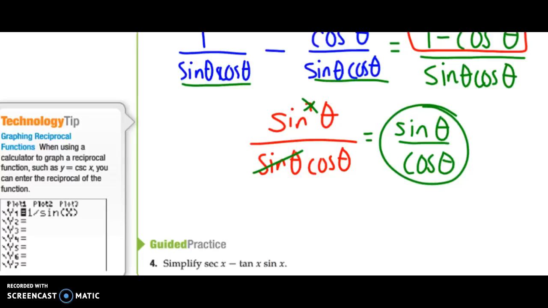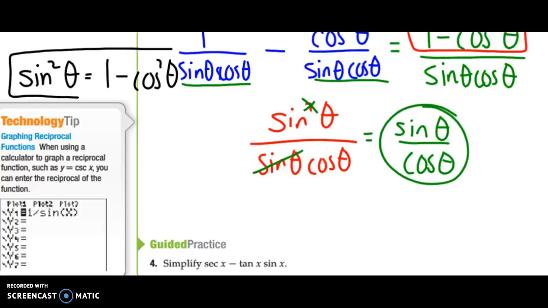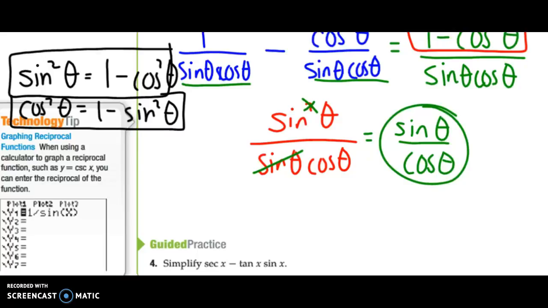So an important thing to add to your notes is this right here. That sine squared of theta is equal to 1 minus cosine squared of theta. That's an important thing to add to your notes. As well as cosine squared of theta is equal to 1 minus sine squared of theta. And that goes back to our Pythagorean identities.